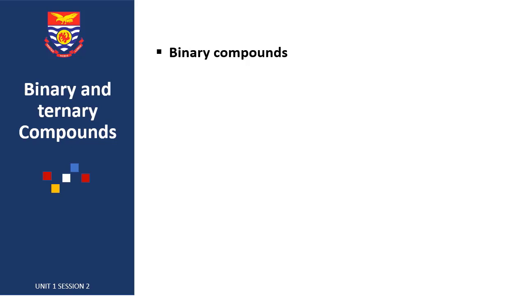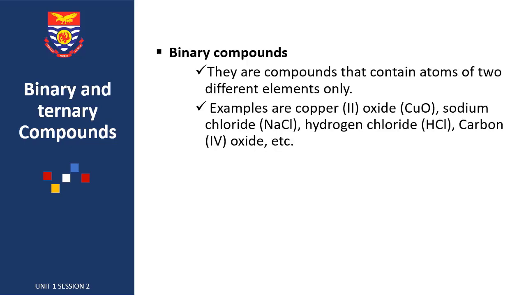From the term binary, when we say a binary compound, we are referring to a compound that contains atoms of two different elements only. So in the whole of the compound, we only expect to count just two different elements, irrespective of the number of atoms present. For example, a compound like CO2, carbon dioxide. There are only two different elements present. What are the elements? There is carbon and there is oxygen.